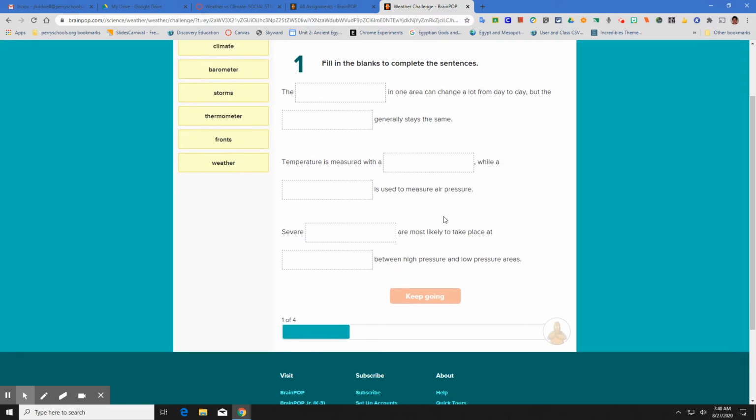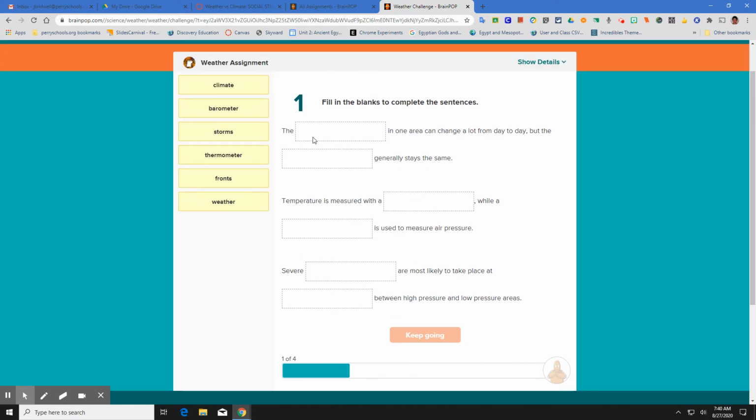So just fill in the blank. The blank in one area can change a lot from day to day. Let's do weather. But the climate generally stays the same. Climate would be what the temperature is like, or what the weather is like in that area most of the time. Okay, and how do we figure that out?